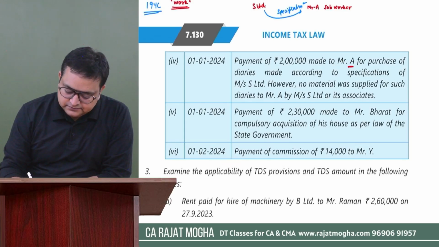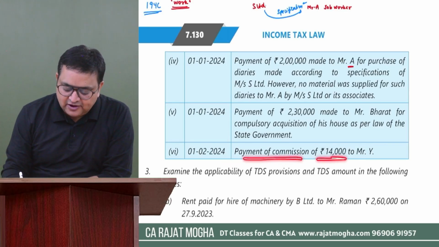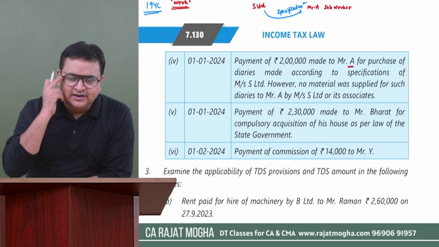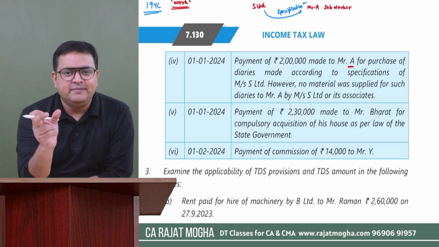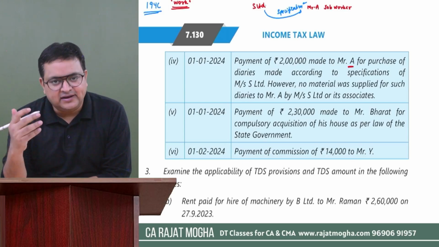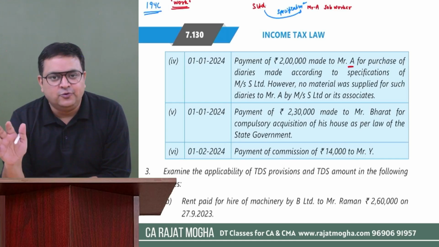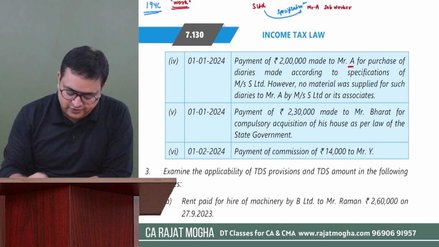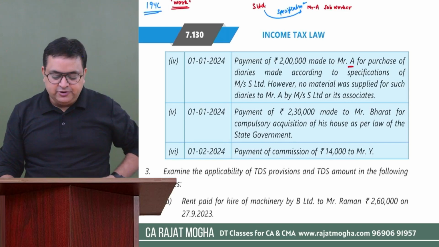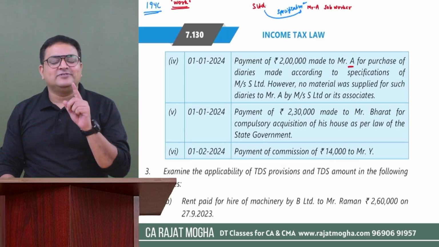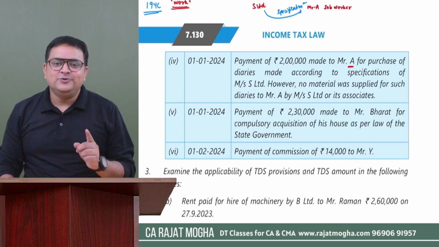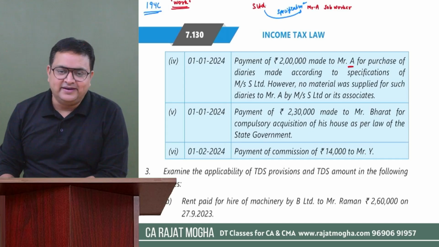Okay. Payment of commission of 14,000 to Mr. Bhai. We just did it: this is 194H. The threshold limit is 15,000, and this 14,000 is less than that threshold limit. So no TDS will apply here as well. Got it? So this is question number 2. I would again request you to pause the video right here, then you can cross check your answer with mine. So let's start.